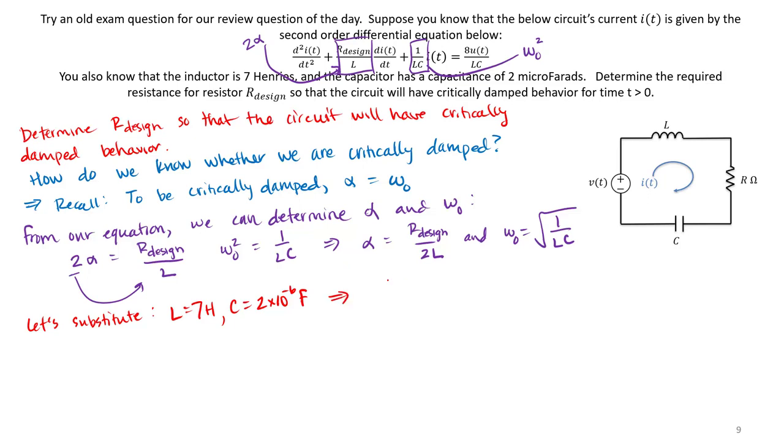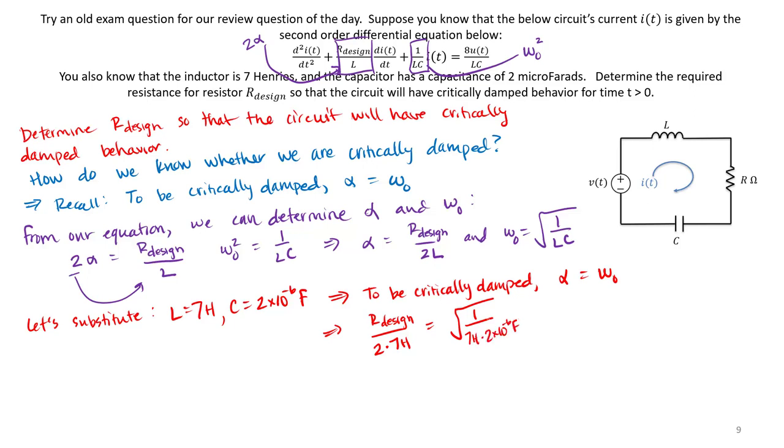So if we substitute that in, we can determine that to be critically damped, alpha must equal omega naught. That means R design divided by 2 times 7 henries must equal the square root of 1 divided by 7 henries times 2 times 10 to the minus 6 farads. All we need to do here is solve for R design.